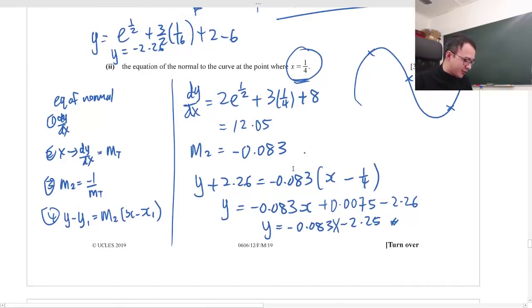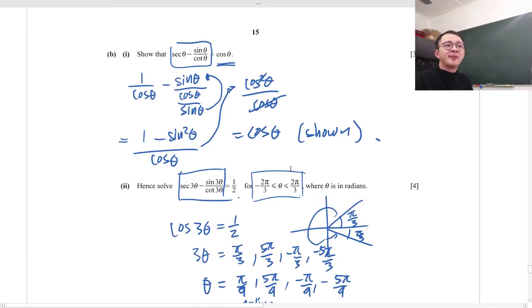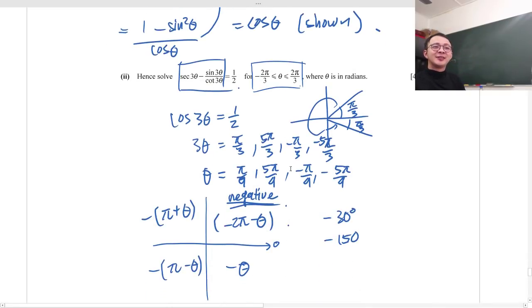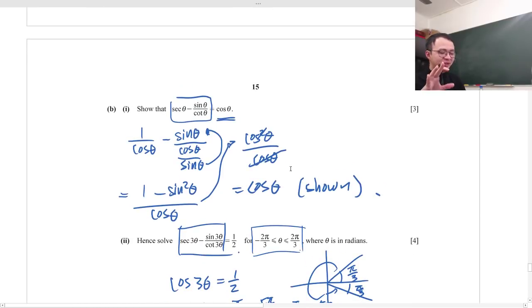Cos square x, the proving part. What's wrong with the proving part? Alright, you can always use another method. You don't necessarily have to follow me. You can use another method as long as it is correct, then it should be fine.